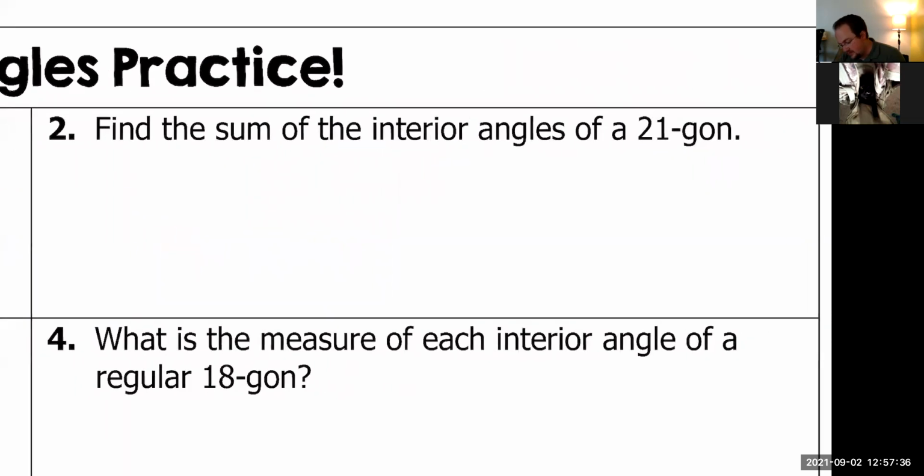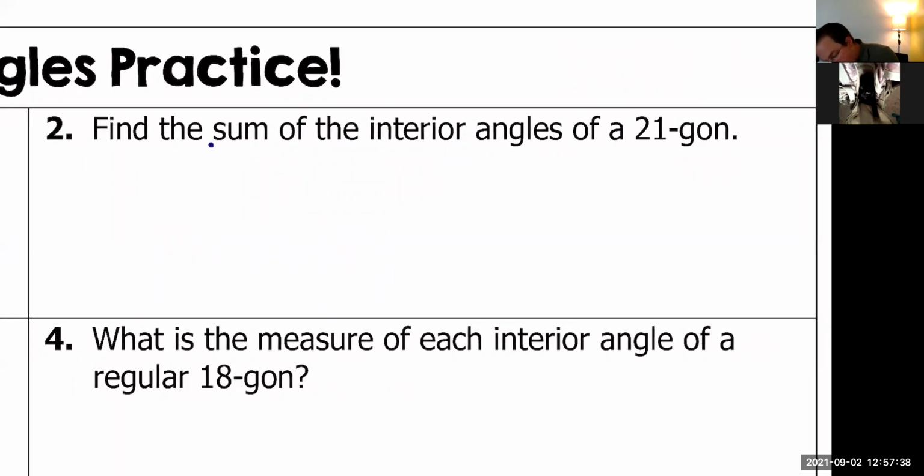Number two, same thing, finding the sum of the interior angles. Always make sure you read carefully what it's asking you to find. This time we have a 21-gon, which just means the number of sides is 21. I think there might be a special name for it, but 10 is where I stop.